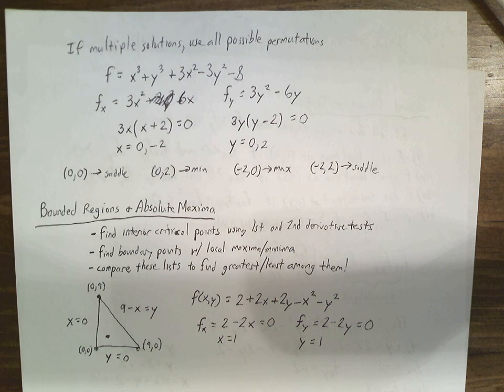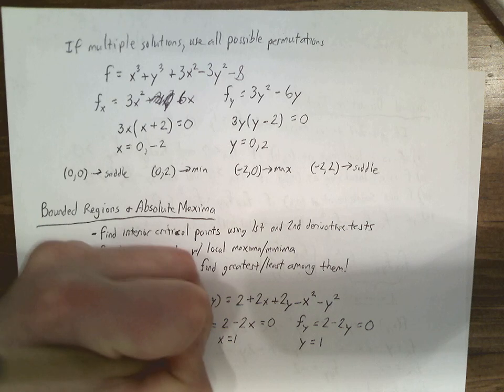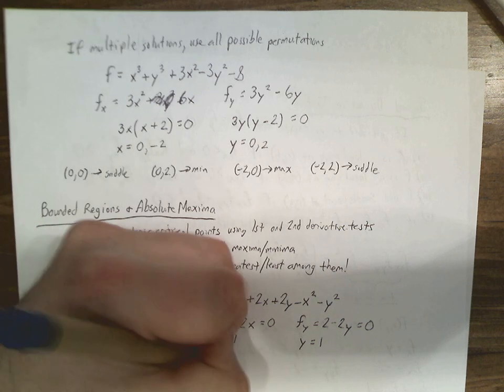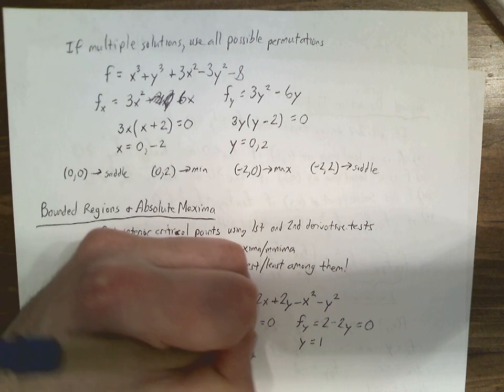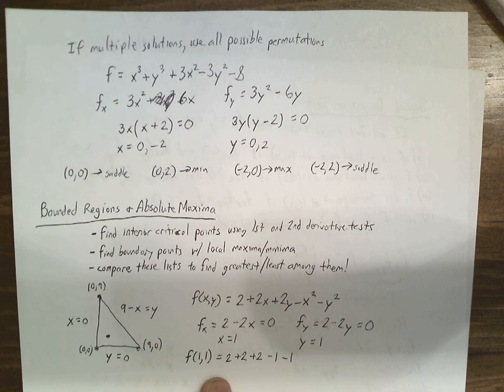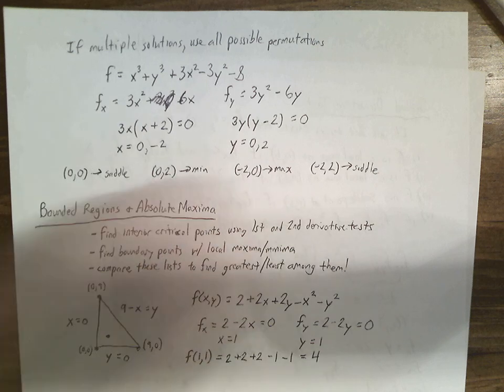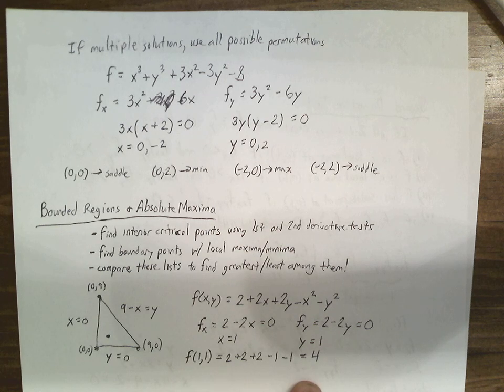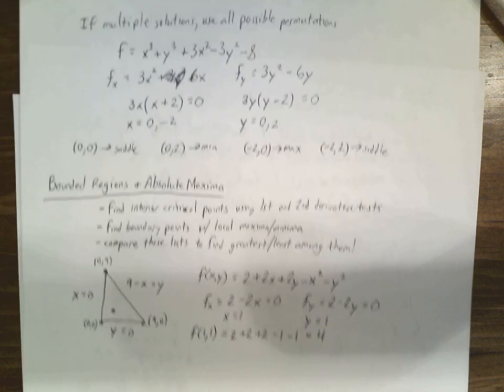So we have a critical point at the point 1, 1, somewhere inside of our region. So that critical point lives in our region. We can evaluate what that function actually is. We can do f of 1, 1. So we get 2 plus 2 plus 2 minus 1 minus 1. So that'll be 6 minus 2 gives us 4. So at this critical point, the function assumes a value of 4.